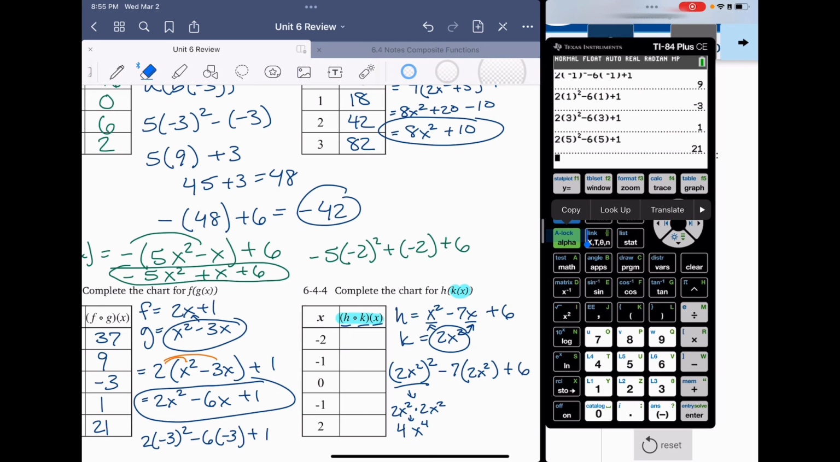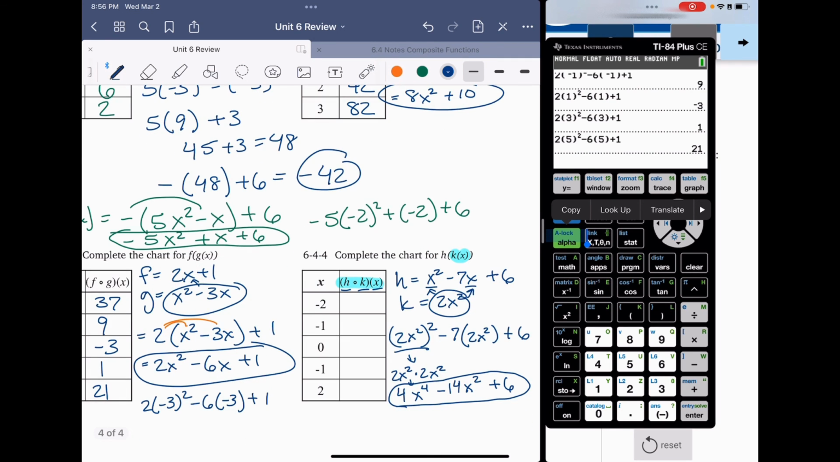And then negative 7 times 2x squared. So let's distribute that negative 7. Negative 7 times 2 is negative 14x squared. And then we still have plus 6. So our overall equation is 4x to the 4th minus 14x squared plus 6.